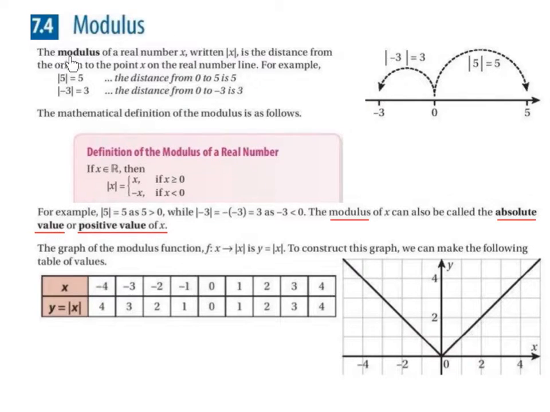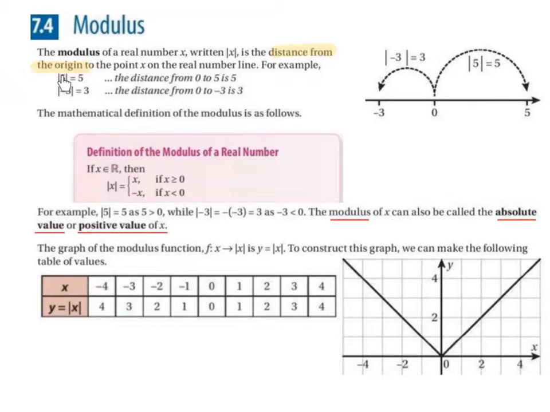Modulus. The modulus of a real number x is written as a bar, an x, and a bar, is the distance from the origin to the point x on the real line. So we have seen these lines before in maths, and these lines represent length or distance, but in this case, when we talk about the modulus, it's specifically the distance from the origin. And you'll see this again in another chapter called complex numbers.